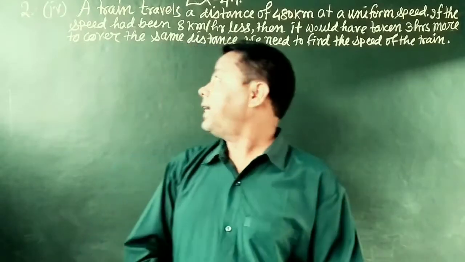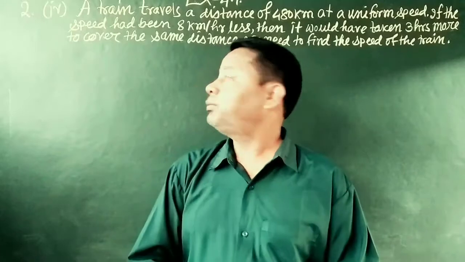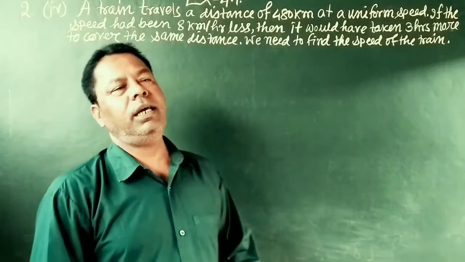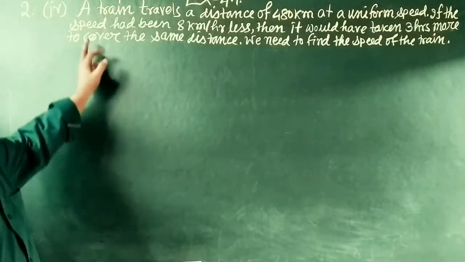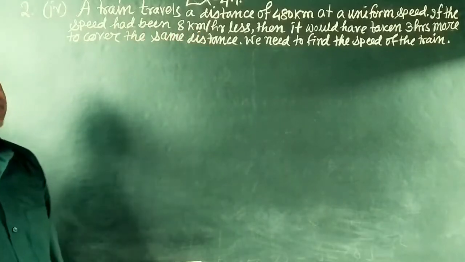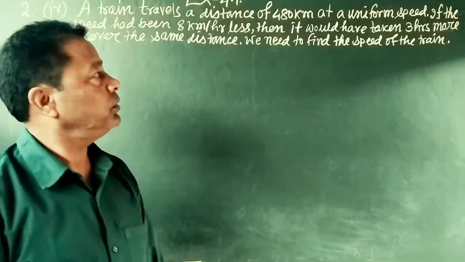So we are in exercise 4.1, question number 2-4. Read the question properly and try to understand. A train travels a distance of 480 km at a uniform speed.